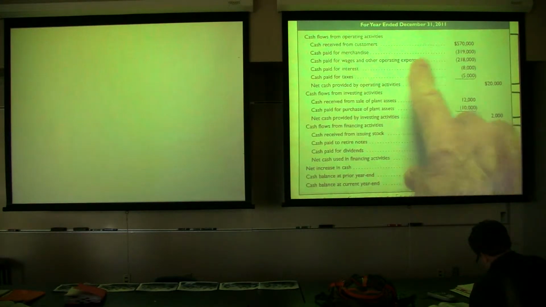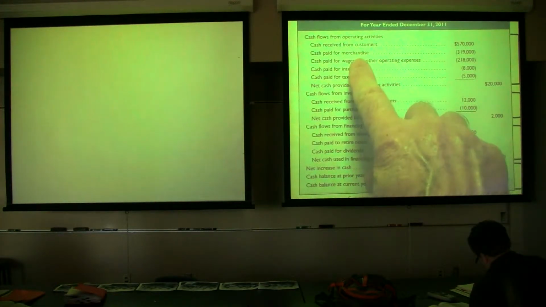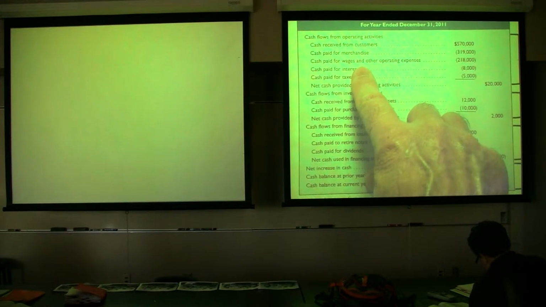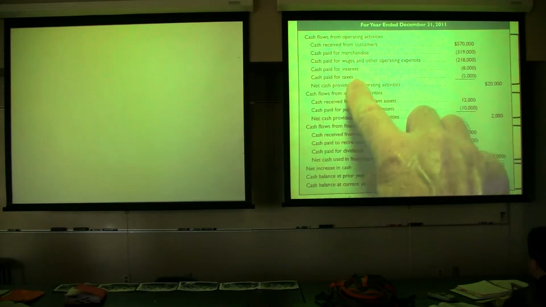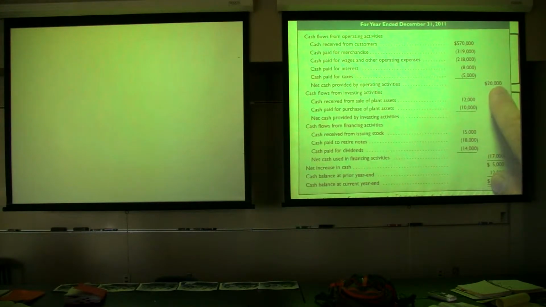So in this case, things like cash from customers, cash paid for merchandise, cash paid for wages and operating expenses, cash paid for interest, cash paid for taxes. So $20,000 worth of cash came in from operating activities.